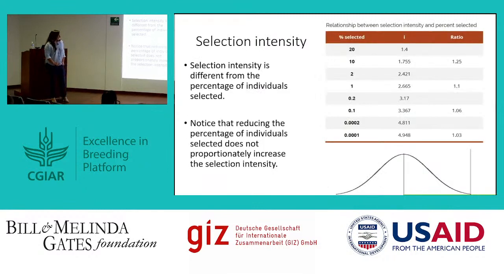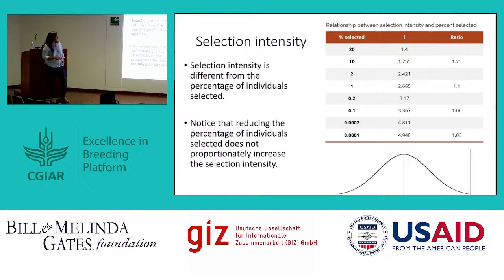I think I mentioned selection intensity is going to be a little different from the percentage of individuals you select. This is fundamentally because intensity is about sampling out of a distribution. At the tail of this distribution, no matter how many literal individuals you have there, the distribution doesn't really change its shape that much. So you might have a lot more individuals selected without really changing your intensity.